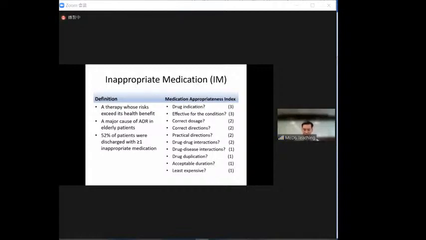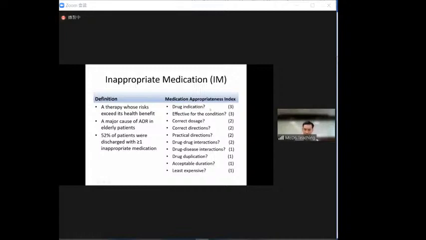You would want to apply this index and calculate the mark, the score for each of the medications the patient is receiving. So this is time consuming, although it would give you very accurate results, but it is mainly used in the research setting. Just go through the definition of the medication appropriateness.